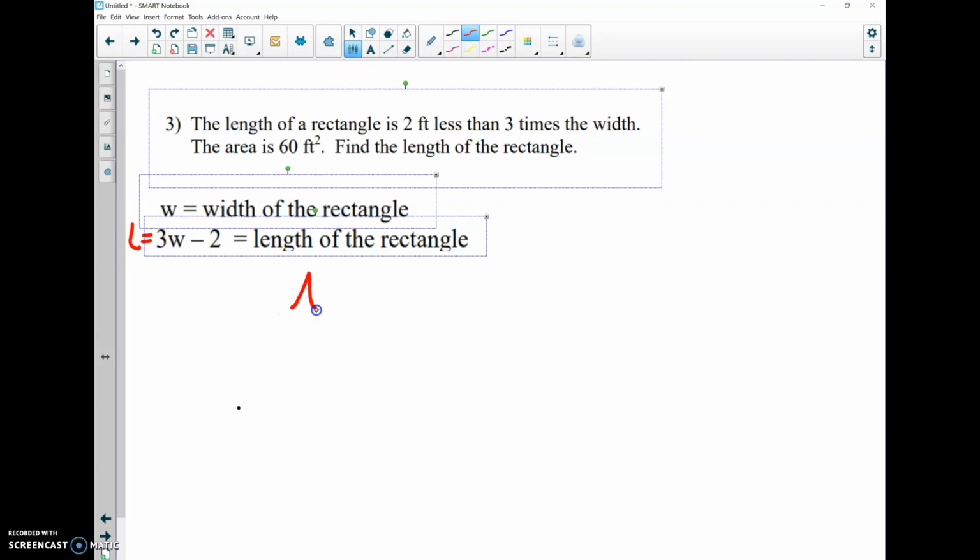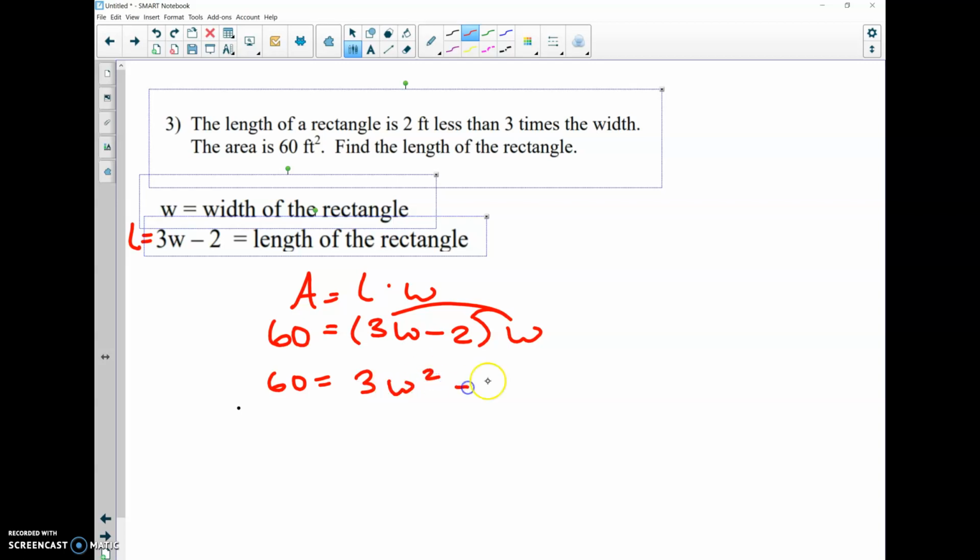Area for a rectangle, area equals length times width. So we're going to fill in all the information we know. We're keeping W, but length is 3W minus 2, and they give us the area is 60 feet squared. And this is a quadratic equation that we're going to solve. So go ahead and distribute the W. You are allowed to do it this way. Multiplication is commutative. So 60 equals 3W squared minus 2W. The 3W squared is positive on the right, so we're going to move the 60 over.